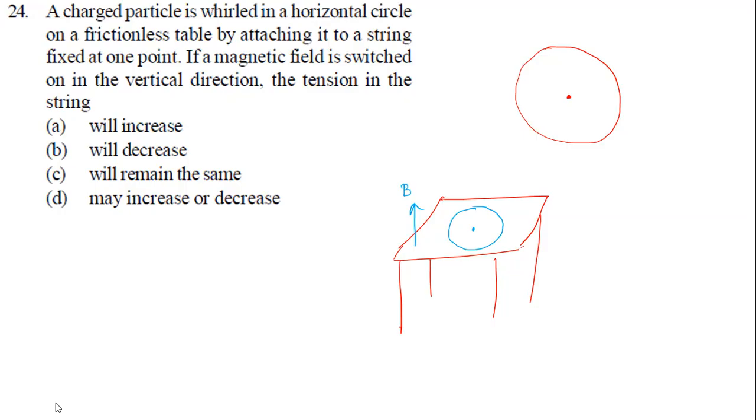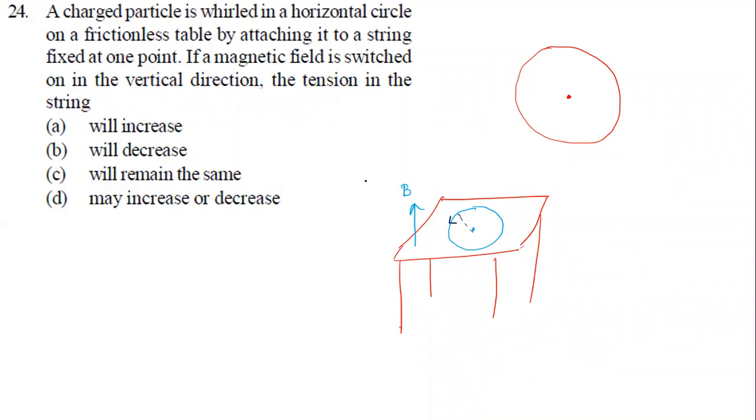Now the direction is not given to us, either clockwise or anti-clockwise. I'm going to take one direction, the clockwise direction, and see what will happen in that case. The direction of the magnetic field is upward. There will be a thread which is connected to the particle.